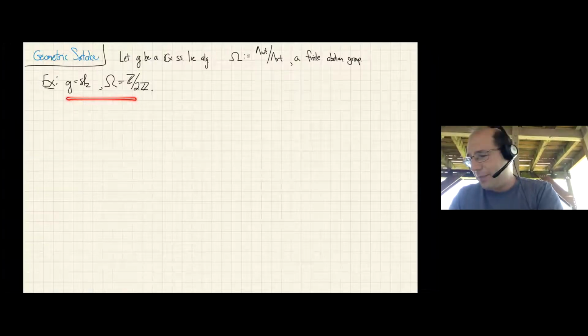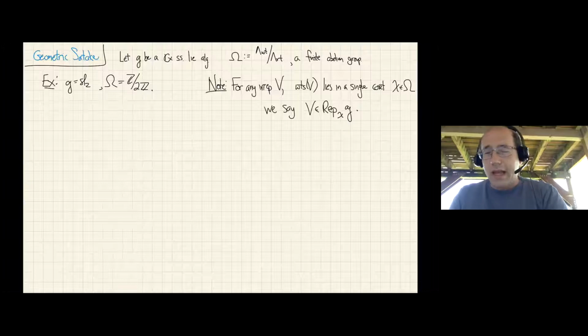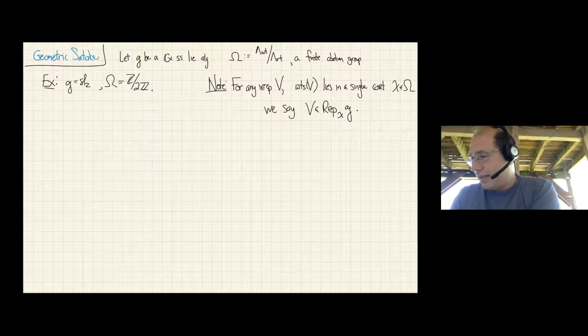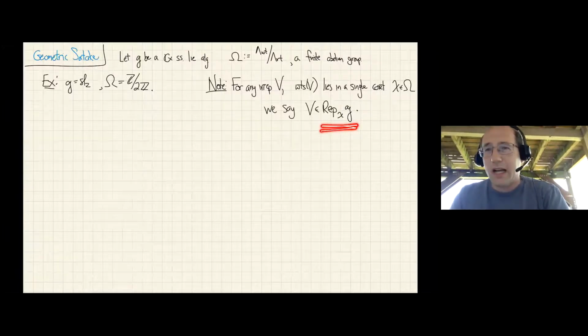You've got even reps and odd reps. For any irreducible representation, all of its weights are shifted from the highest weight by a root, by something in the root lattice. So all of its weights lie in a single coset. And that allows us to define the category Rep_chi, for chi an element of Omega, which are the representations whose weights lie inside this coset.